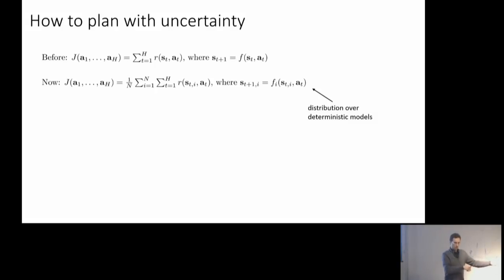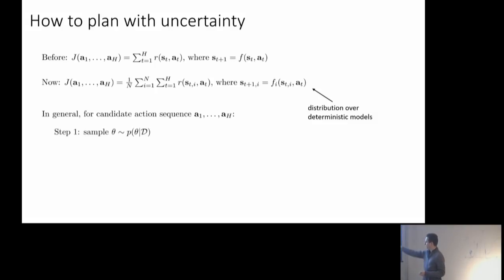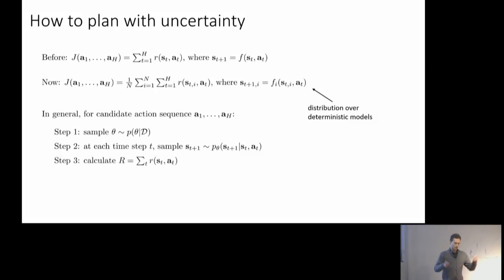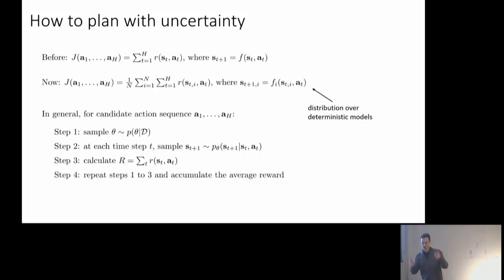Now you can also use stochastic models. So you can have an ensemble of models, each of which actually predicts a distribution, and then you can have a more complex procedure for evaluating the reward of an action sequence. You would, in step 1, for every action sequence, sample a model from your posterior, which just amounts to randomly choosing one of the models in the ensemble. Step 2, for every time step, sample the next state from the distribution given by that model. Step 3, calculate the reward of the whole trajectory, and then repeat steps 1 through 3 until you've averaged together enough samples that you're happy with your estimate of the reward.